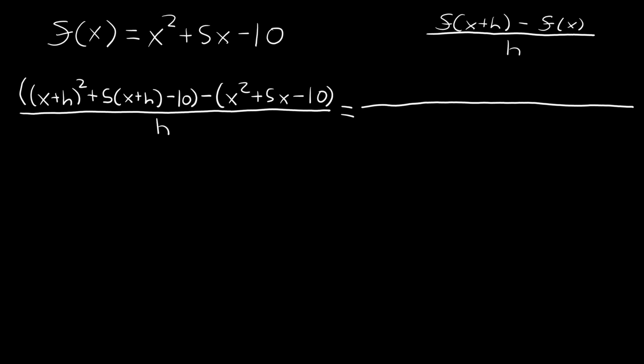So x squared plus 2xh plus h squared plus 5x plus 5h minus 10. Then we can distribute the negative sign. So negative x squared minus 5x plus 10 all over h.